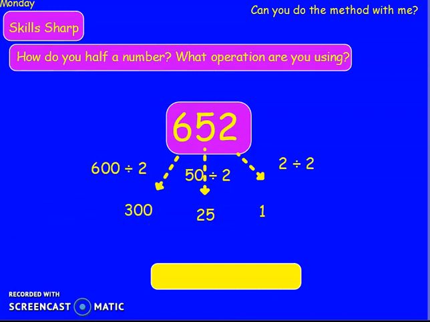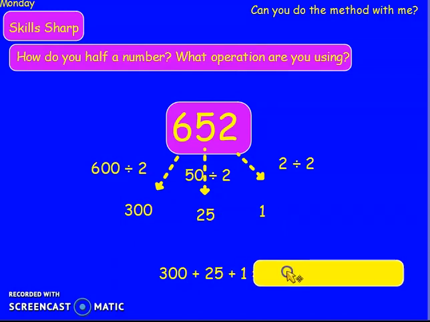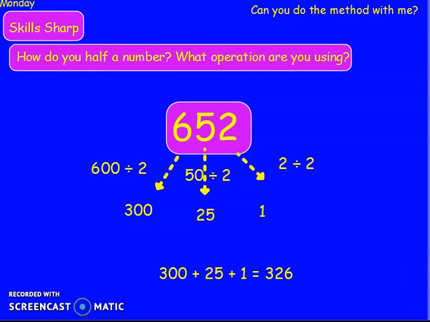300. Well done. And then we need to add these 3 digits up, so write the calculation at the bottom. 300, add 25, add 1. Can you do that brain only and write the answer? 300 add 25 add 1 equals 326. Well done if you gave that your best shot.